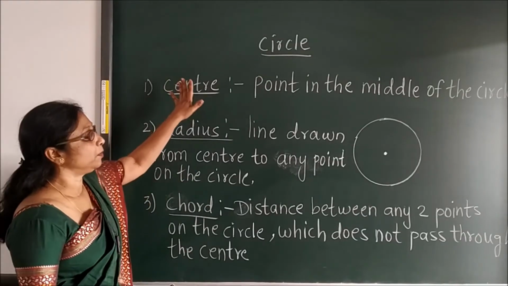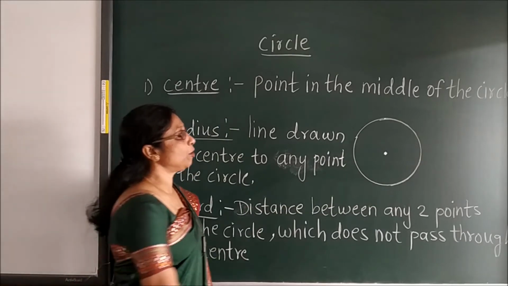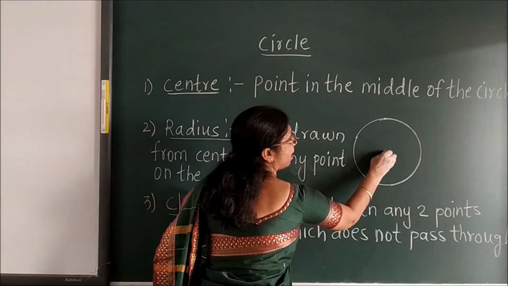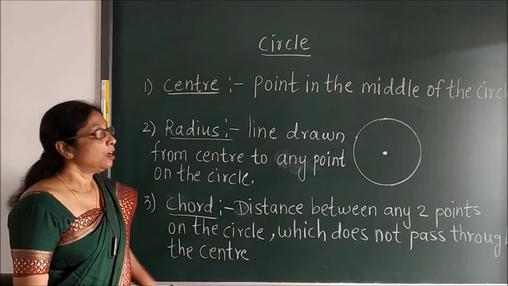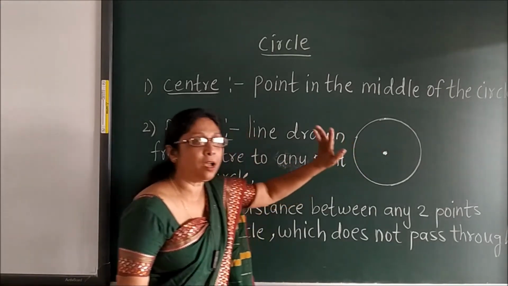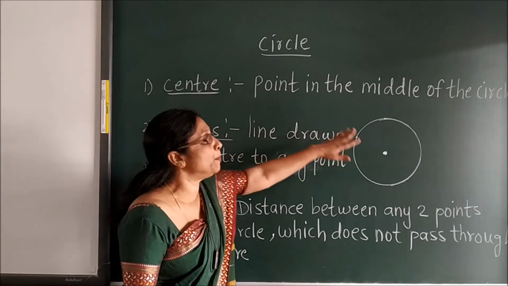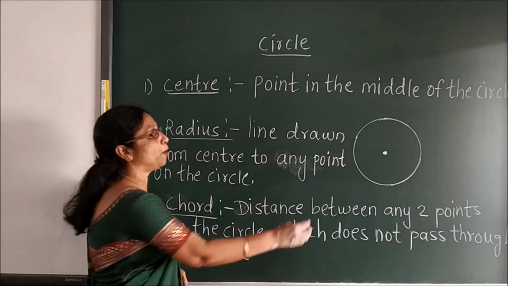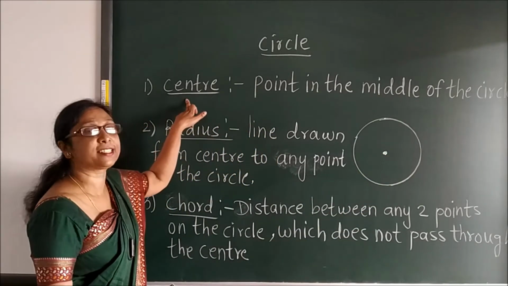Here is a circle. Okay, this is the circle, children. Now here in the circle you can see the center, which I have marked with the chalk. Clear? Now you see the center, the point in the middle of the circle. The one point which is lying in the middle of the circle we call the center.